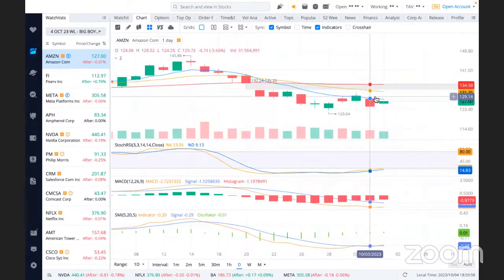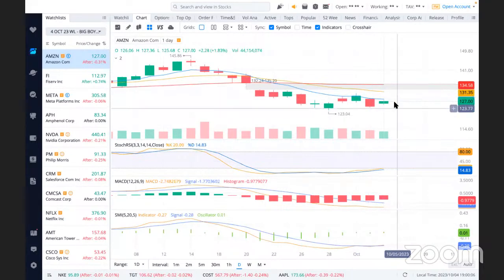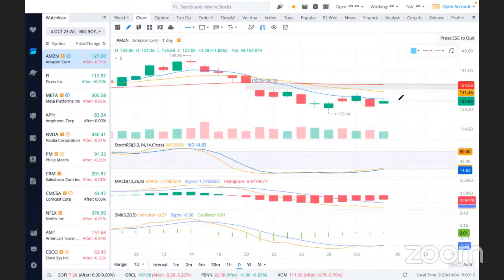We care about this one because this inside bar is giving us our triggers, and I'm going to show you what I mean by triggers. Okay, inside bar scan, right? Giving us an idea. We're going to go ahead and put a couple of lines on here.